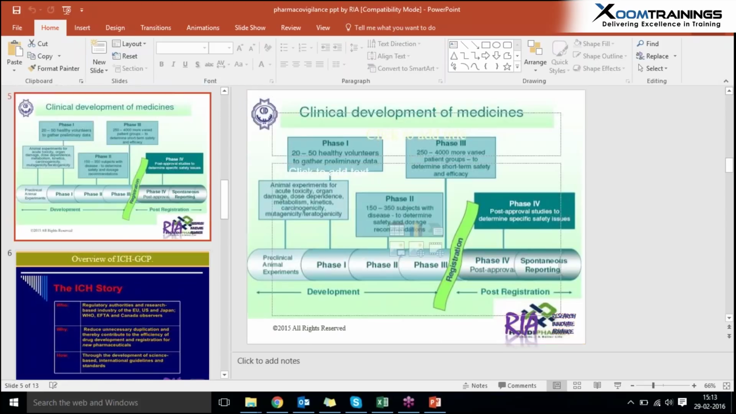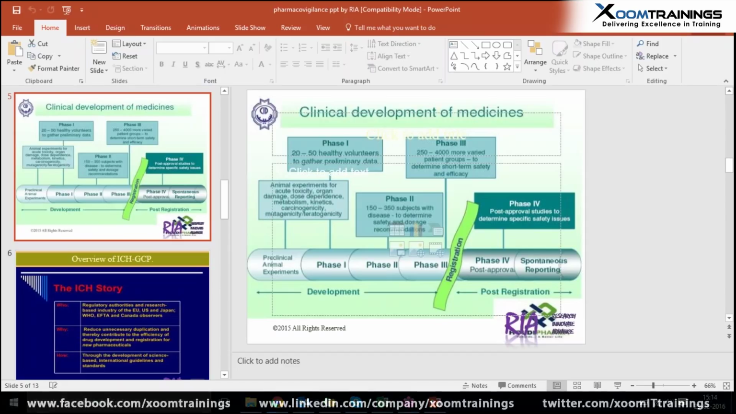Before going deeper, I'm giving a small piece of information about the clinical development of medicines, how drugs are developed. We are developing a new drug, so we don't know about the drug completely. The first time we prepare the drug, we gather information related to it. To bring one new drug into the market, it has to undergo so many trials.